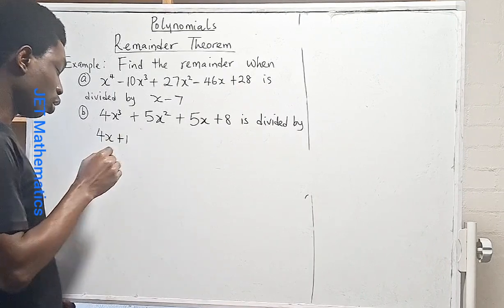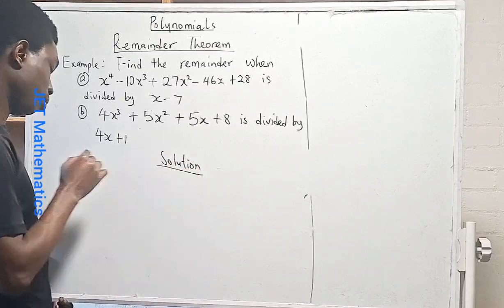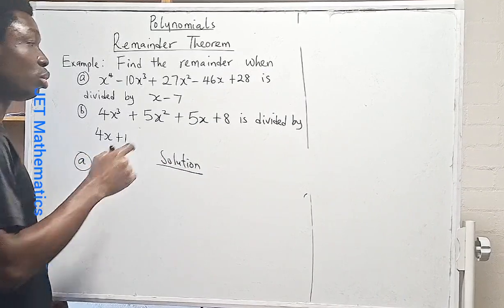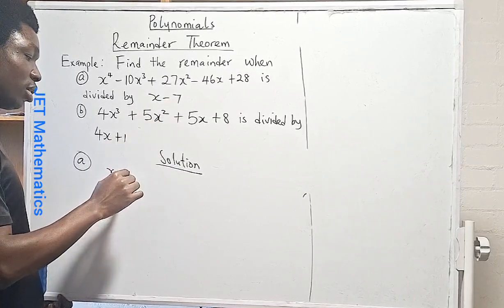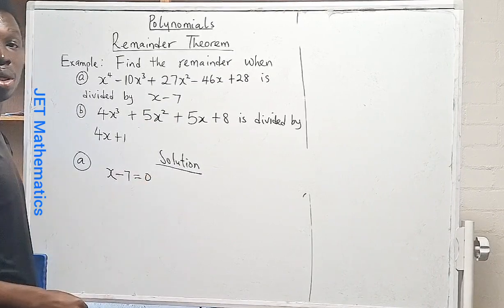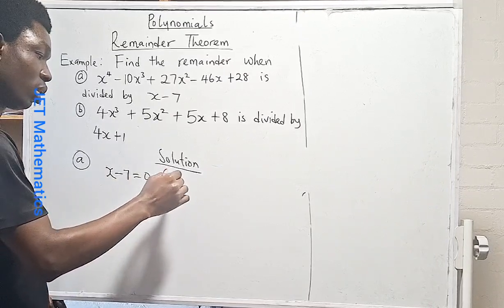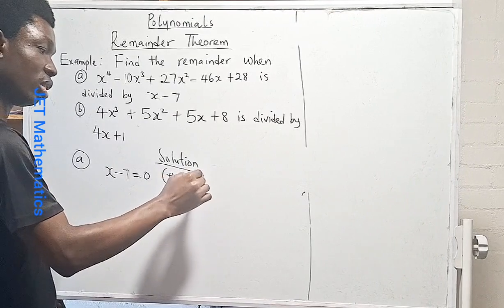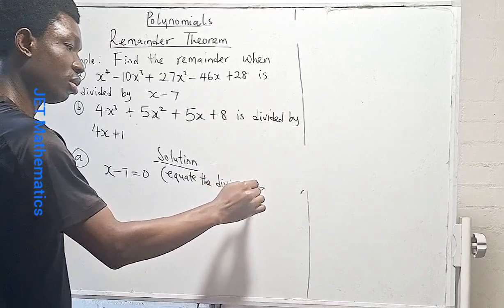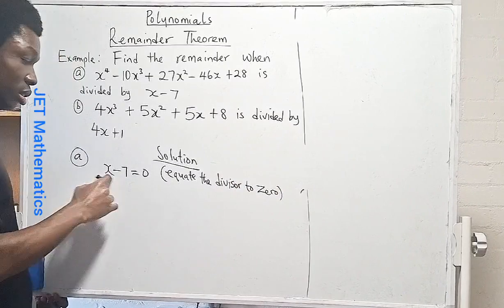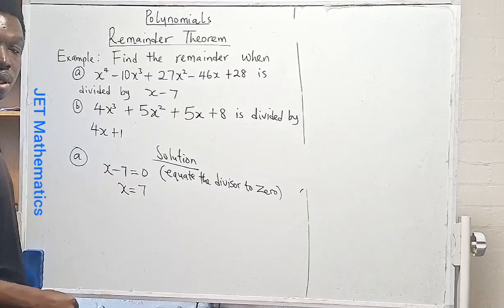Okay. So for the first example, solution for A, the first thing we do is equate the divisor to 0. x minus 7 equals 0. That is the divisor. And then get the value for x. So when you solve this, the value for x becomes 7.